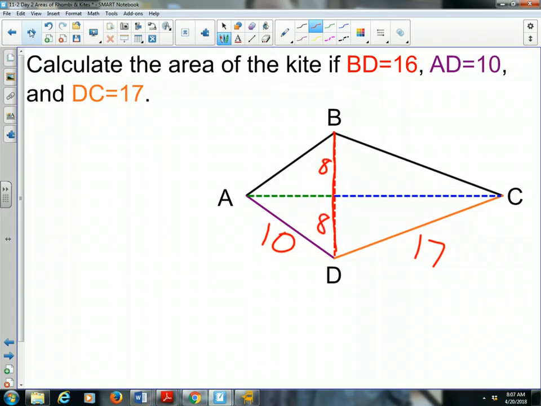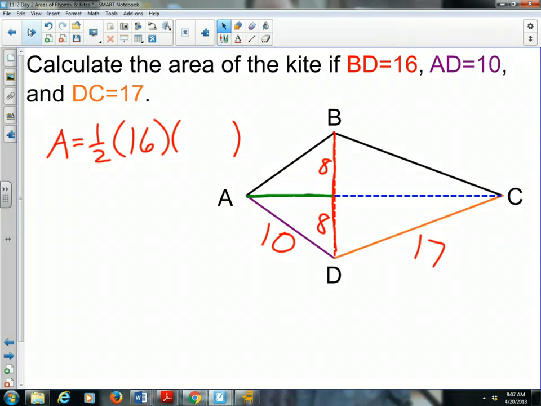Okay? So the area of a kite is 1/2 diagonal 1. We know one diagonal, segment BD, is 16 units. But how about the other diagonal? We got to find the other diagonal. So the other diagonal is this green segment plus this blue segment. Class, what's better than doing the Pythagorean theorem once? Doing it twice. Am I right? Let's find this segment. I'll call it X, using the Pythagorean theorem. Let's find this blue segment, Y, by using the Pythagorean theorem. Let's add them up together, and that's going to be our second diagonal.